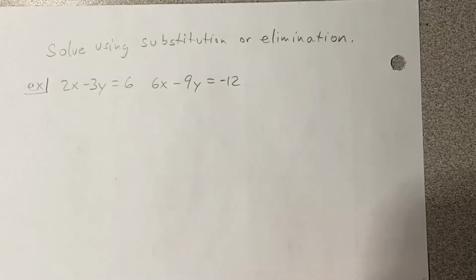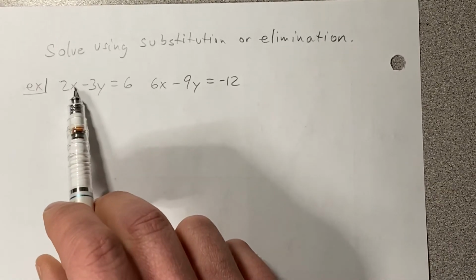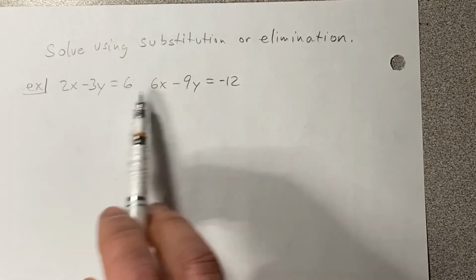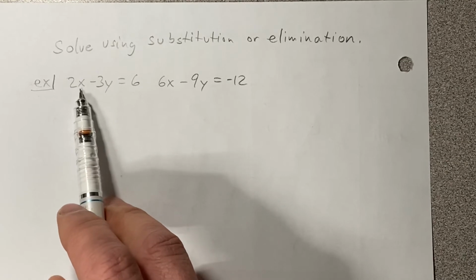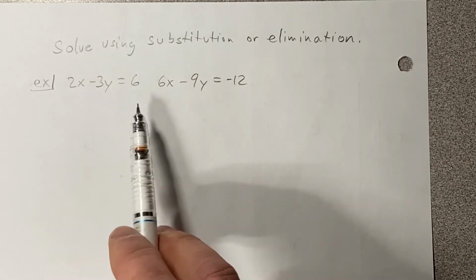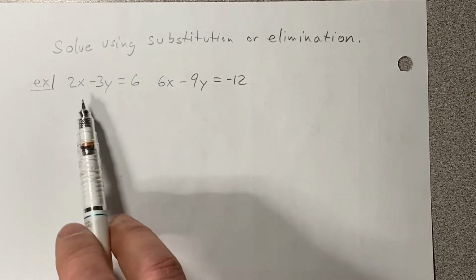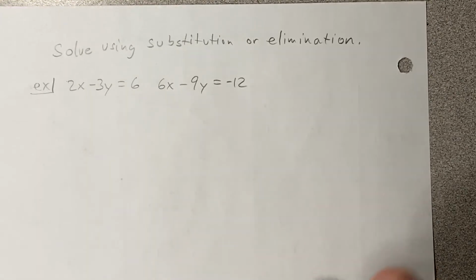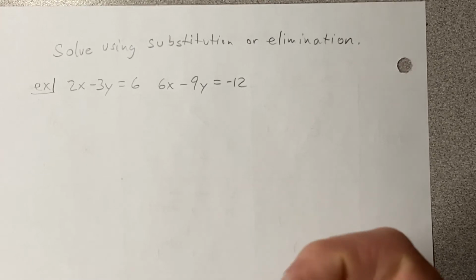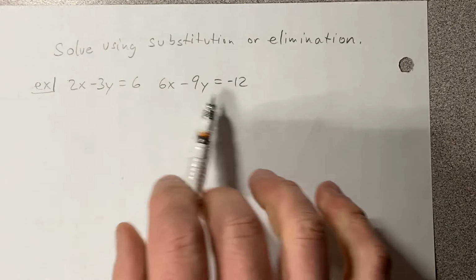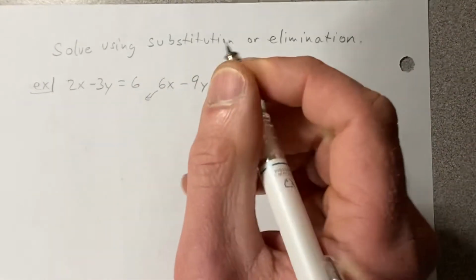So looking at this problem, you certainly could solve it by substitution, but there's not really one variable that sticks out as being a super simple one to get by itself. I'd probably get the x by itself, it might be a little bit easier. But when there's no x or y that's all alone without a coefficient, I'm thinking that elimination might be a better way to go. Also, these are both written in standard form, so I'm going to go ahead and do this using elimination.